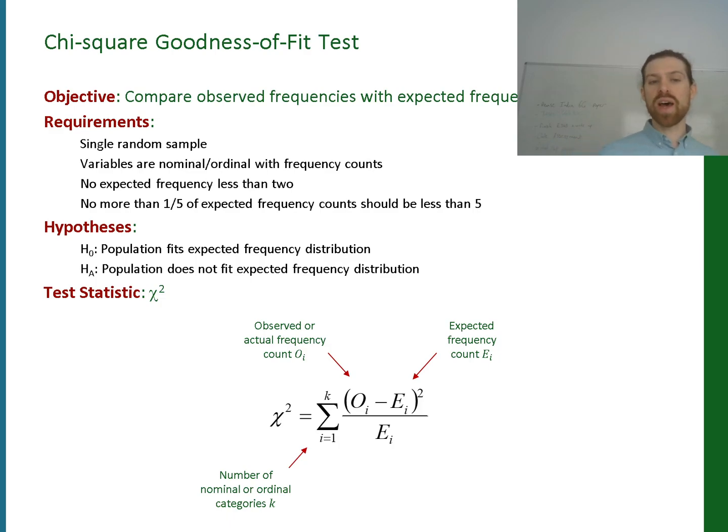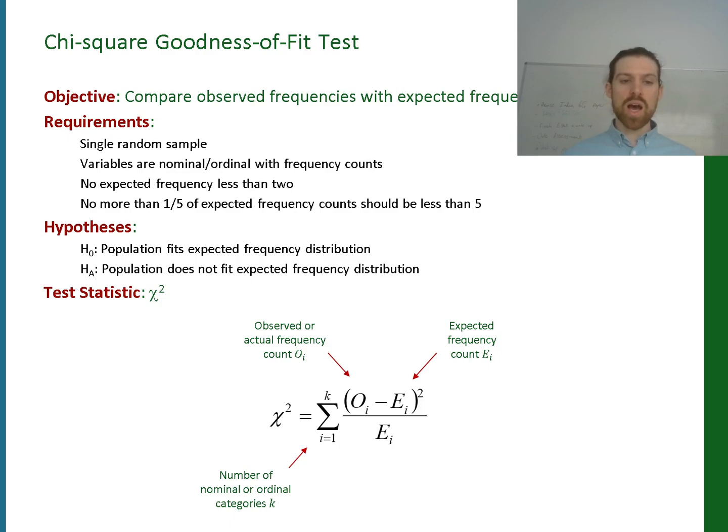Okay, so we can't have any expected frequency of less than 2, and we can't have more than 20% of the expected frequency counts being below 5. Okay. So hypotheses. For the null hypothesis here, we would be expecting that the population just fits the frequency distribution that we've got. Okay, so this is the standard business as usual approach. And that does contrast quite strongly with the alternative hypothesis, where essentially we would be expecting a significant difference of this frequency distribution versus the population.